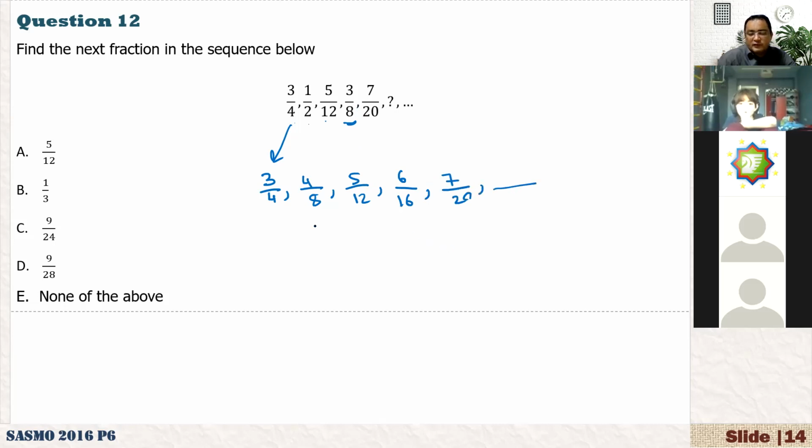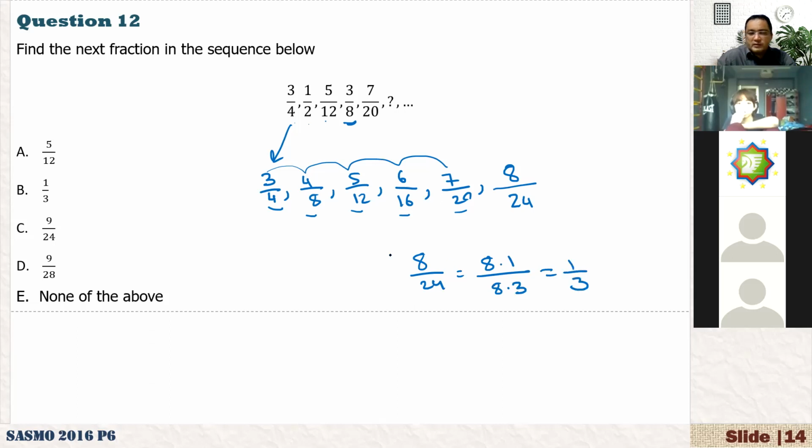Now, what do you notice here? If you look at the denominators, 4, 8, 12, 16, 20, these are the multiples of 4, right? So the next number should be 24. And the numerators: 3, 4, 5, 6, 7. The next one should be 8. And 8/24 is equal to 8 times 1 and 8 times 3, so that's equal to 1/3. The answer is B.